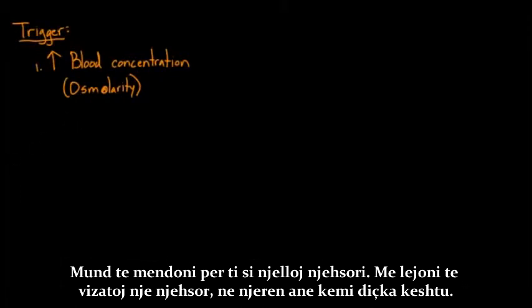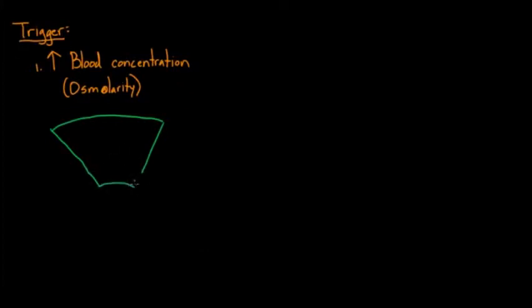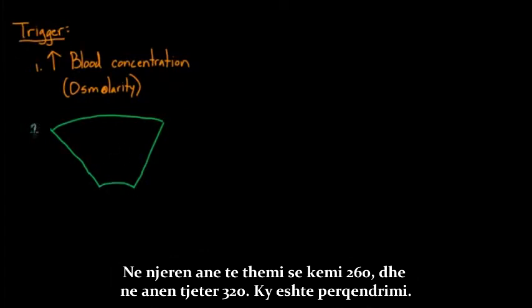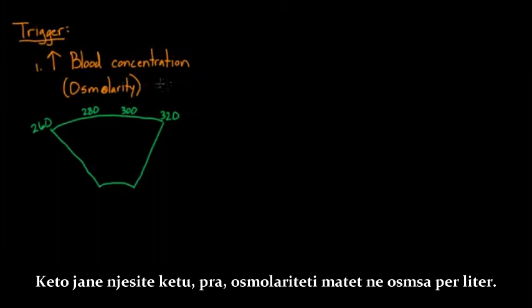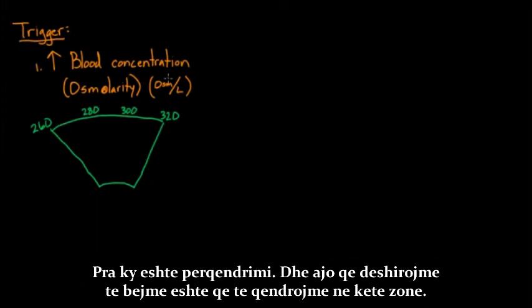And you can almost think of it as like a meter. So let me draw for you like a little meter here. So on one side you've got, let's say something like that. And on one side, let's say you've got 260, and on the other side 320. And this is just concentrations, right? So 280 and 300. And this is osms per liter. Actually, these are the units here. So osmolarity as measured in osms per liter.